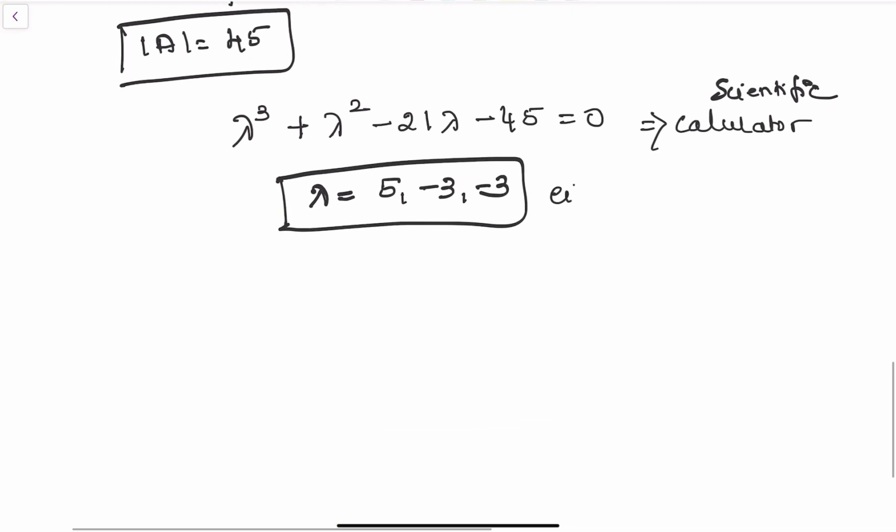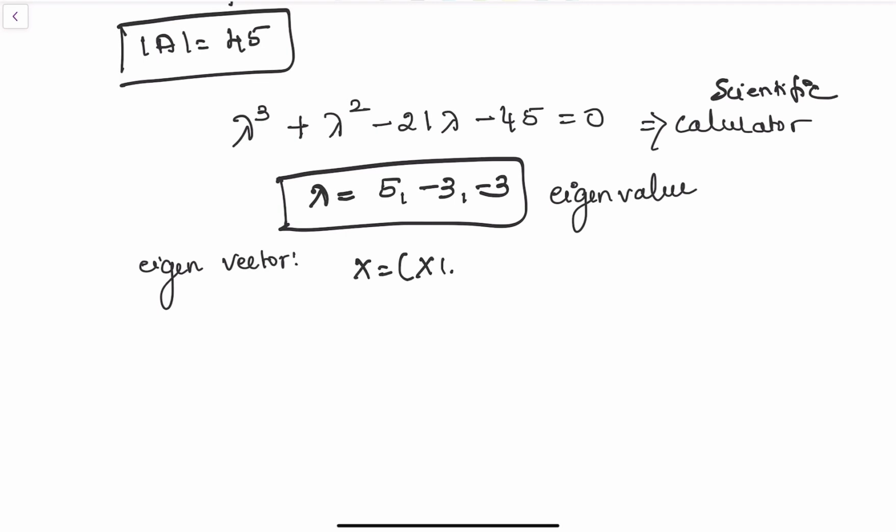Now the second step, that is finding the eigenvectors. We have the eigenvalues. Let us find the eigenvector, that is X. X is equal to x1, x2, x3.